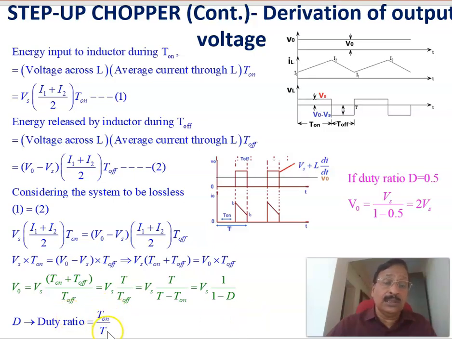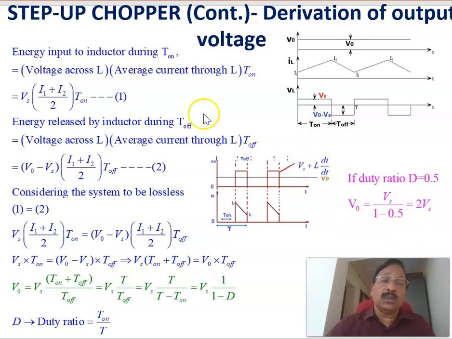Duty ratio equal to T on divided by T. As an example, if you select D equal to 0.5, V0 will become Vs divided by 1 minus 0.5, which is equal to 2 times Vs. Therefore, if you take the input voltage as, say, 50 volt, and make the duty ratio 0.5, output voltage equals 2 times 50, or 100 volt. That is why it is called a step up chopper.